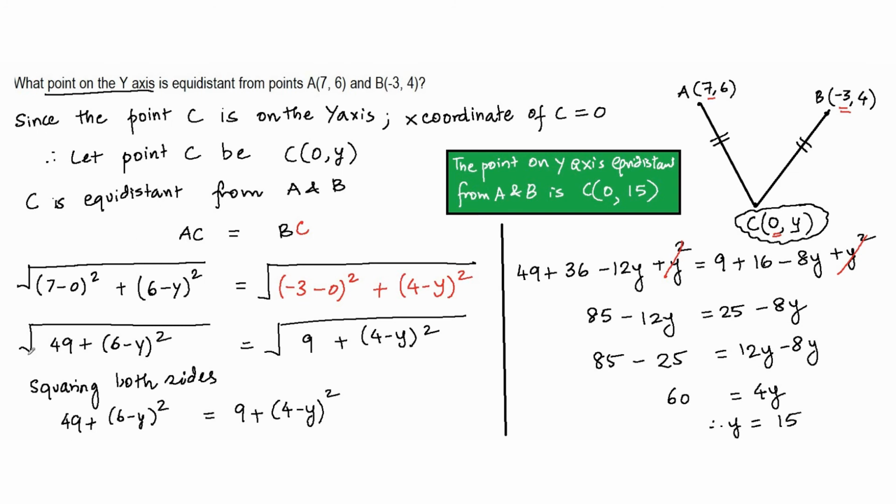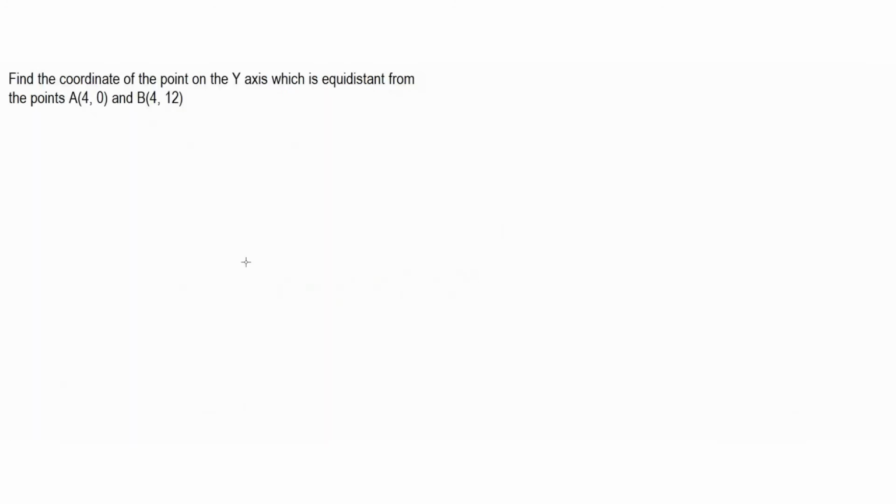Moving on to the next question. Let us take a look at the next question. Find the point on the y-axis which is equidistant from points A and B. Again, let's draw a rough diagram. We have 2 points A and B. The coordinate of A is 4, 0. The coordinate of B is 4, 12. It is given that there is a point C on the y-axis which is equidistant from these 2 points.